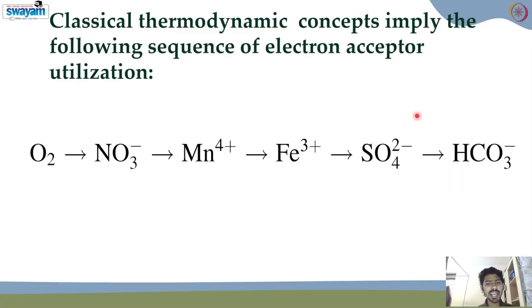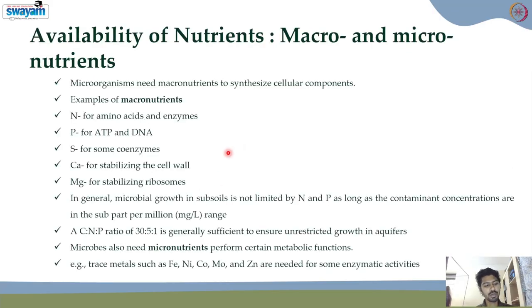And if you see the hierarchy of accepting the electron transport, the most convenient way is oxygen as an electron acceptor, followed by nitrate, followed by manganese, followed by iron, followed by sulfate and hydrocarbonates. So this is the hierarchy, and depending upon the environment, whether it is aerobic or anaerobic, the electron acceptors vary from microorganism to microorganism.